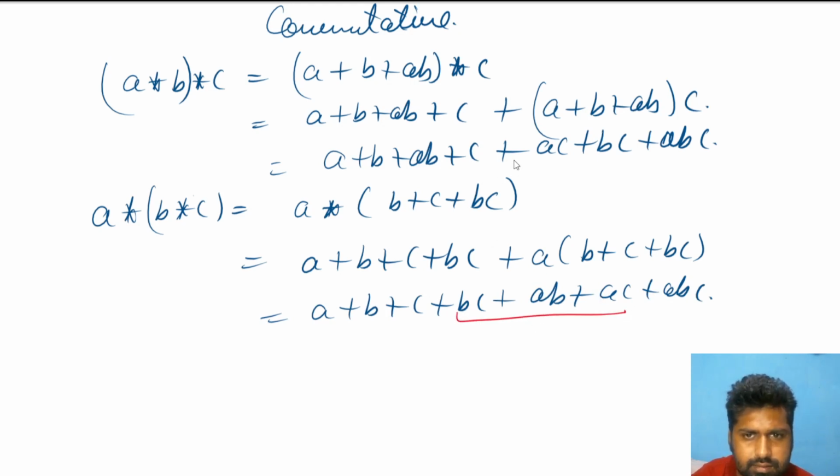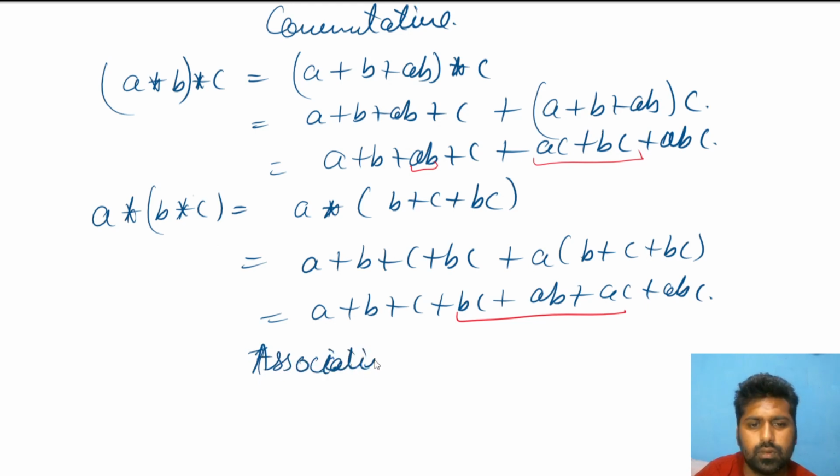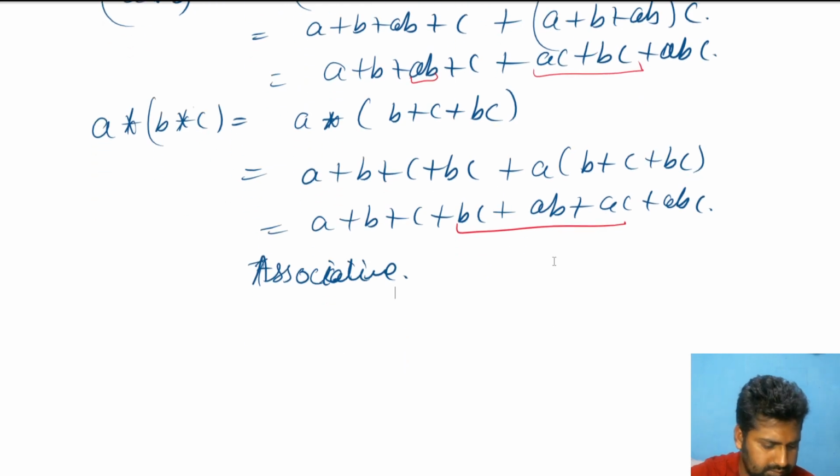So these three, they are all the same: AB plus BC, A plus B plus C is also there, ABC is also there. So yes, both the results are equal, so we can say it's associative also. So this is the way you can check if something is commutative, associative or not.